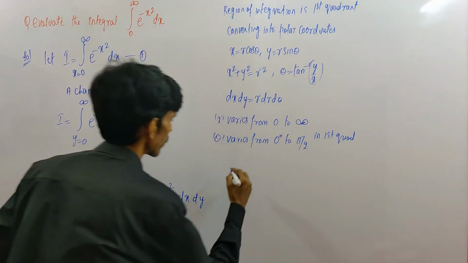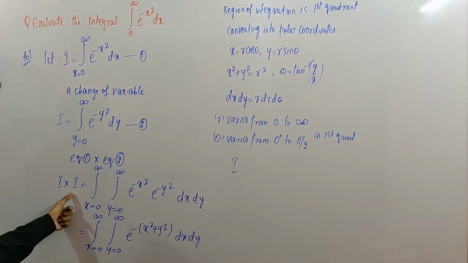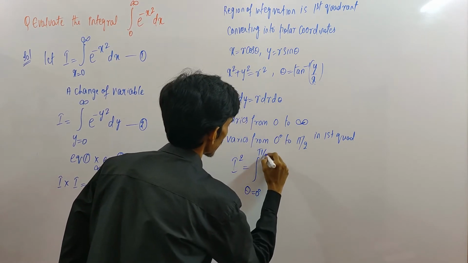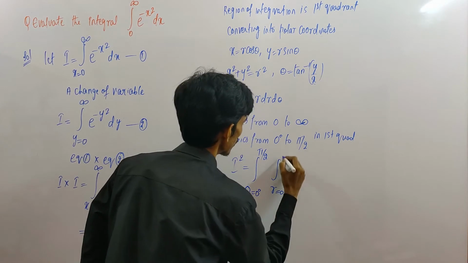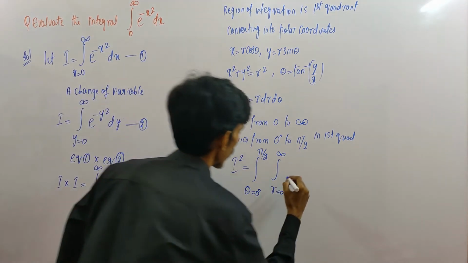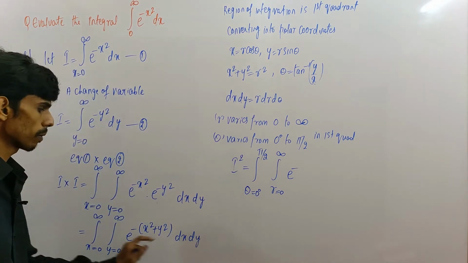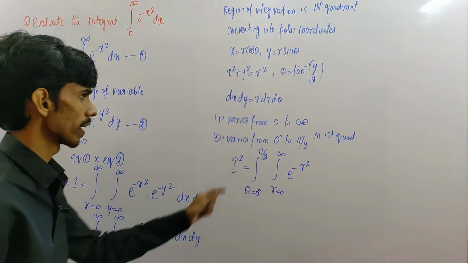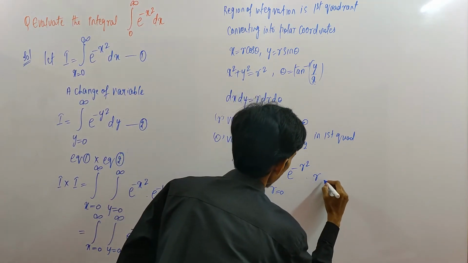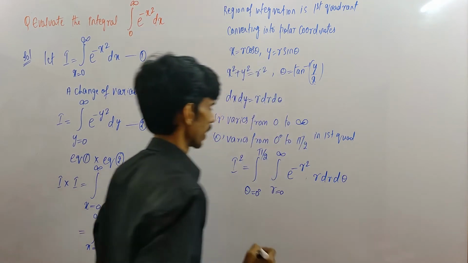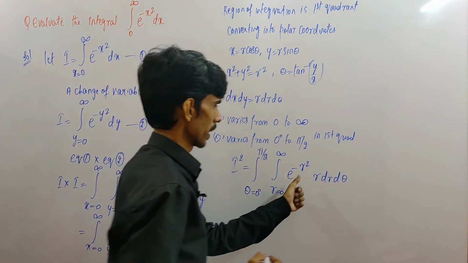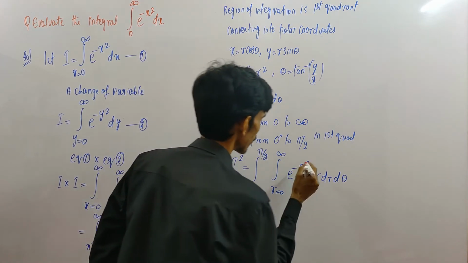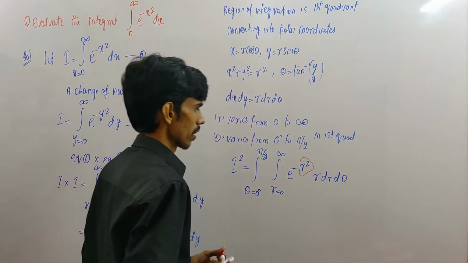This integral will become I into I, that is I square, equals integration theta equal to 0 degree to pi by 2, integration r equal to 0 to infinity, e power of minus x square plus y square. X square plus y square is r square. Dx dy value is r dr d theta. Now here the power of the exponential is e power of minus r square. So to solve this integral, we will substitute this value.